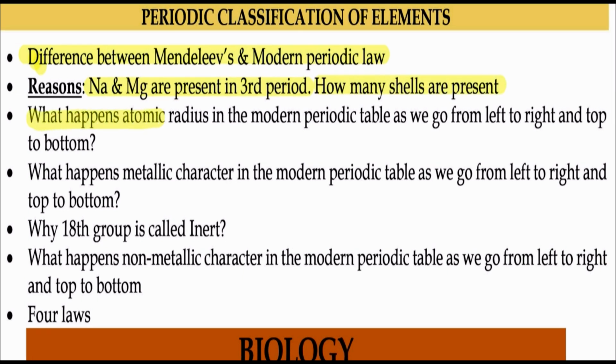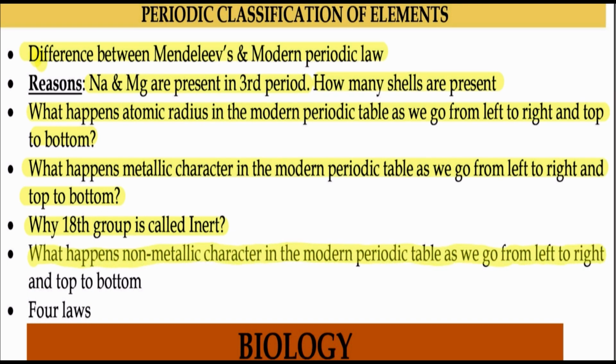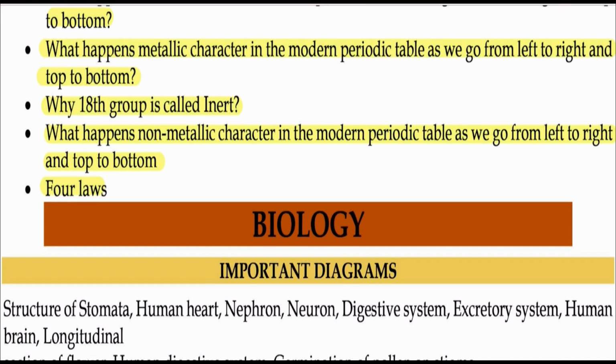What happens to atomic radius in the modern periodic table as we go from left to right and top to bottom? What happens to metallic character in the modern periodic table as we go from left to right and top to bottom? Why is 18th group called inert? What happens to non-metallic character in the modern periodic table as we go from left to right and top to bottom? Now we will discuss biology.